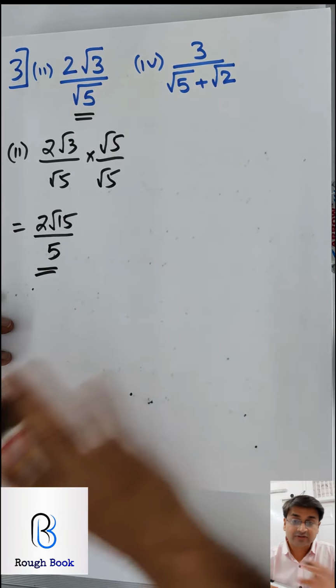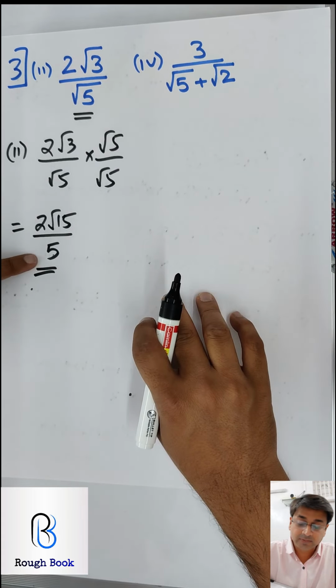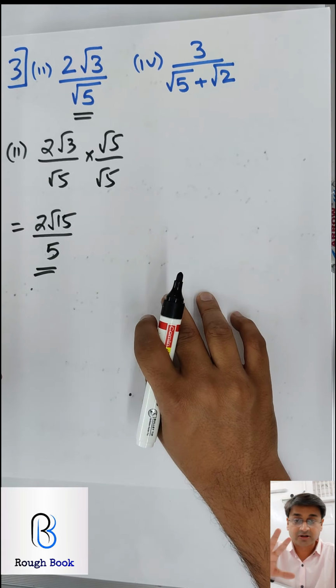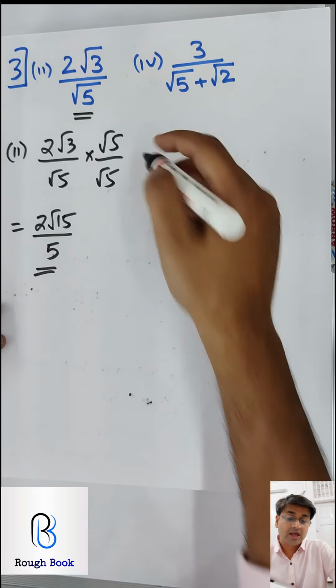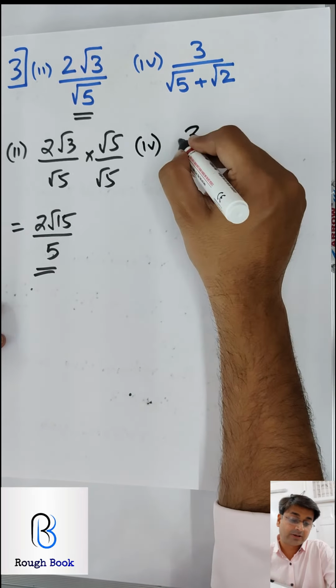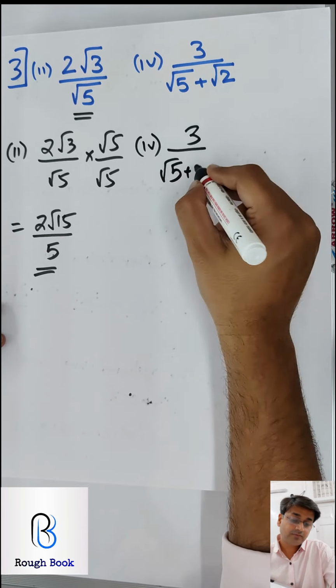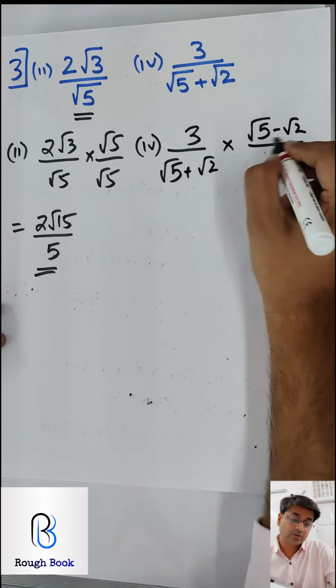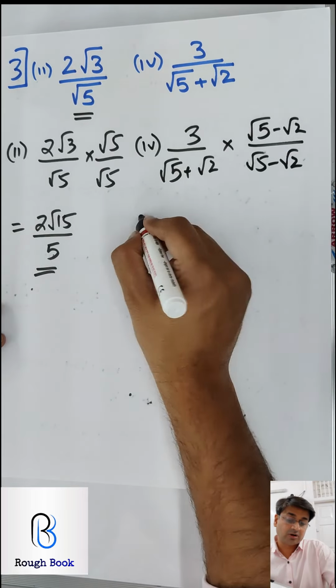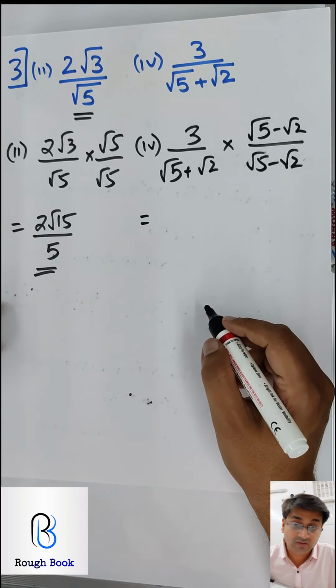You don't have to solve it further. The moment the root is gone in the denominator, you are sorted. You are not worried about the numerator. You are only worried about the denominator. Can you try the same way? Fourth one, 3 root 5 upon root 2. So what will I multiply with? Root 5 minus root 2. Come on, solve this. You cannot leave it here because they are asking you to solve as well.